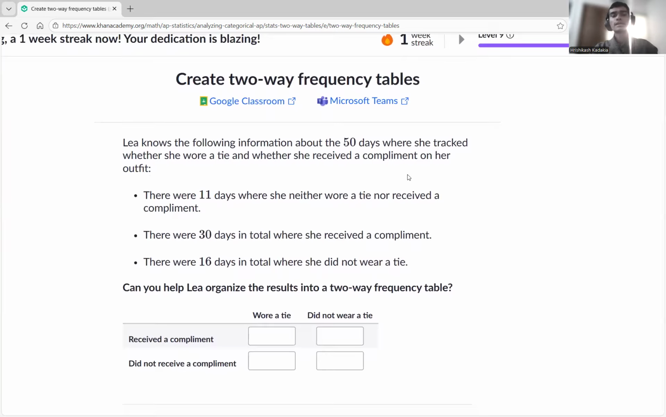Basically, they're asking us, Lee knows the following information about the 50 days where she tracked whether she wore a tie and whether she received a compliment on her outfit. So now she's tracking whether she wore a tie or not, and whether she received a compliment on her outfit or not. She's tracking the relationship between the two.